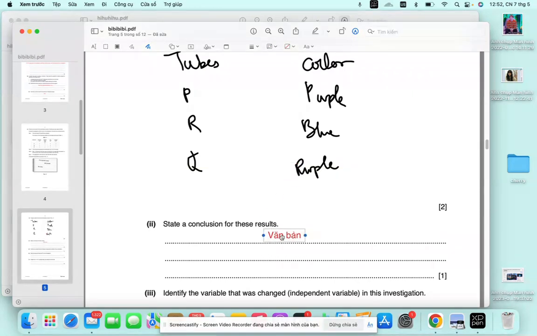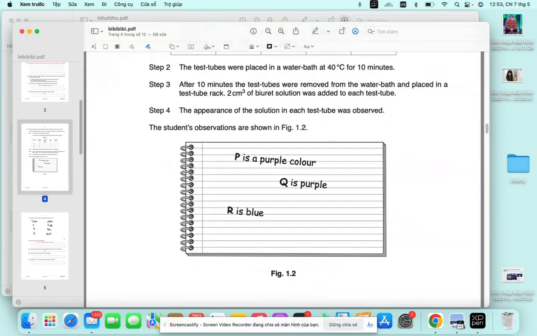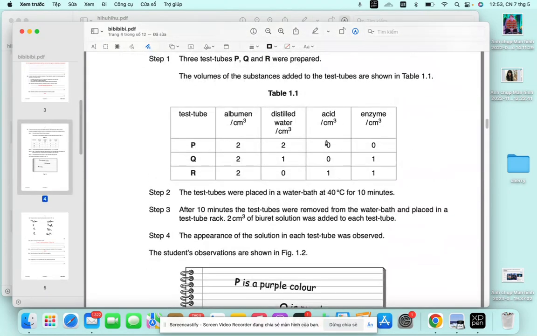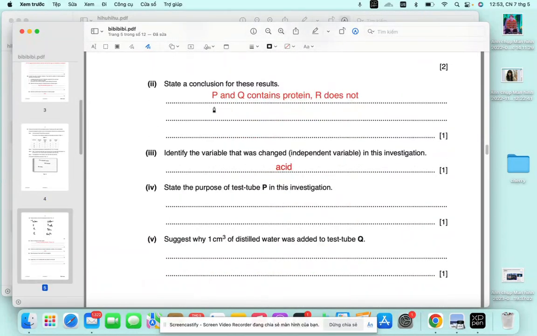So as we know, based on the conclusion for this result, we know that P and Q contain protein. R does not. The variable that was changed in this investigation is the acid. As you can see, the acid solution is different, the enzyme and everything. The purpose of test P in this investigation is for reference, as a control.